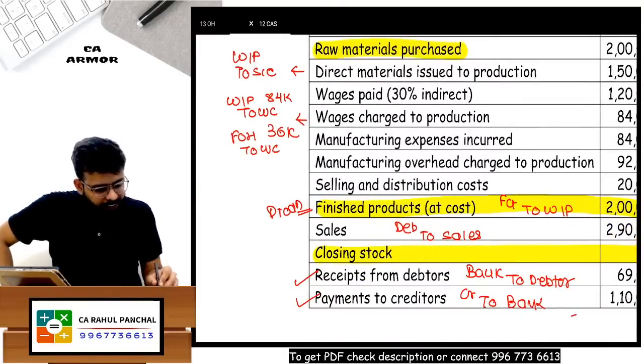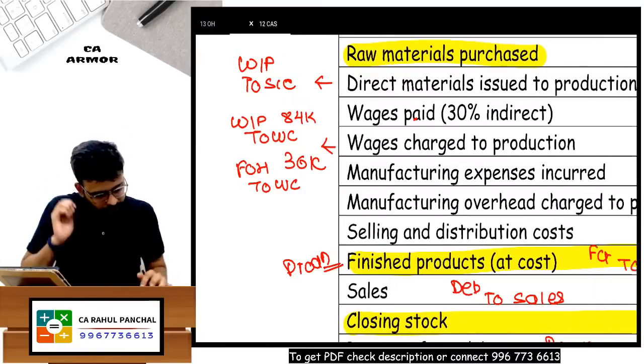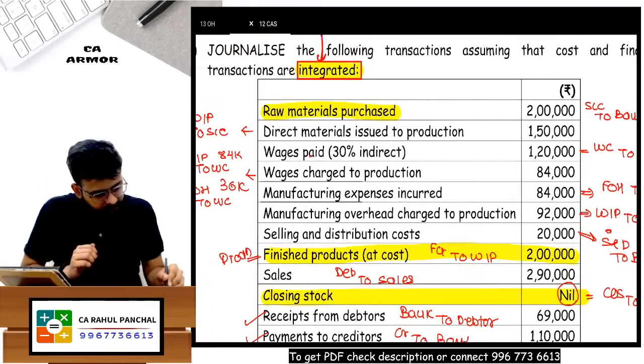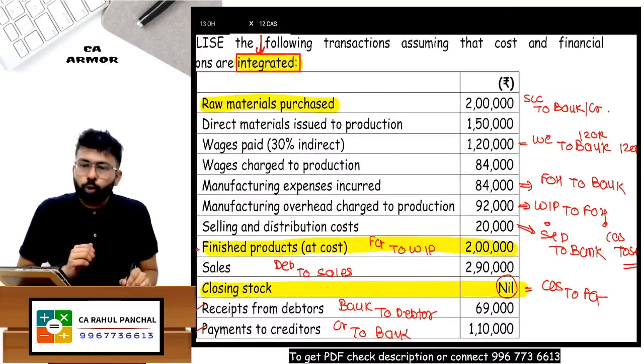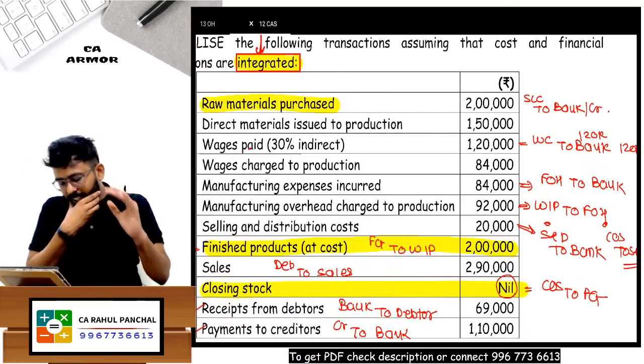Now, if I say that wages paid, generally you used to pass wages to CLA. One second, what is the entry for wages? If I say wages paid, so what should be the entry? Wages to bank. Because you have access to bank account, because accounts are integrated. So that is the difference.